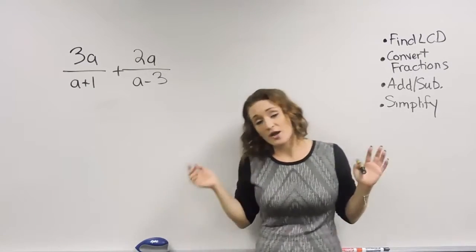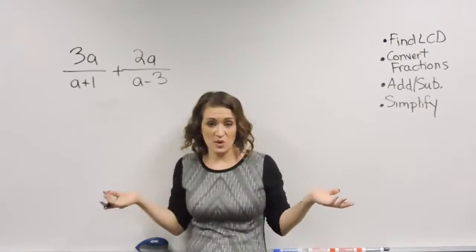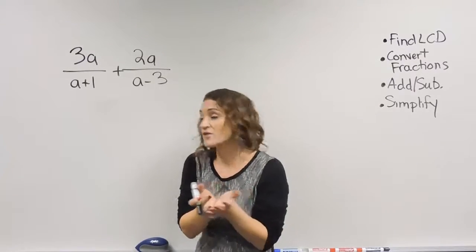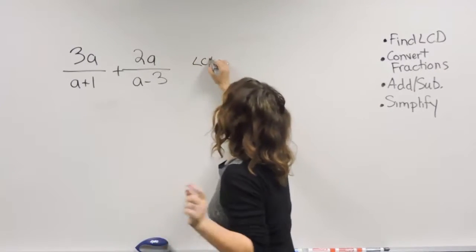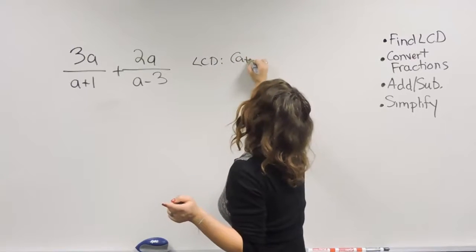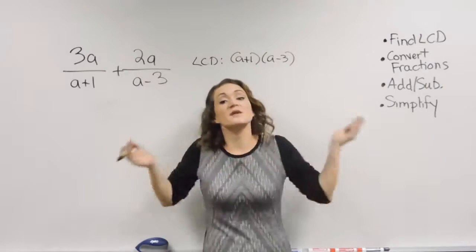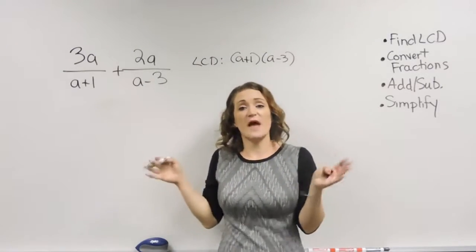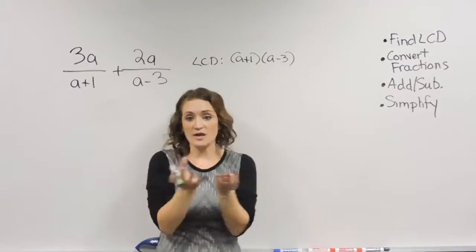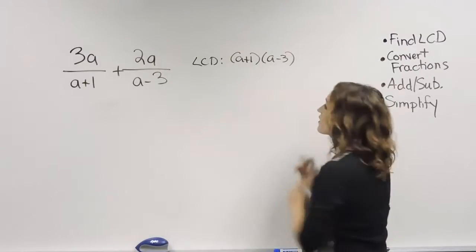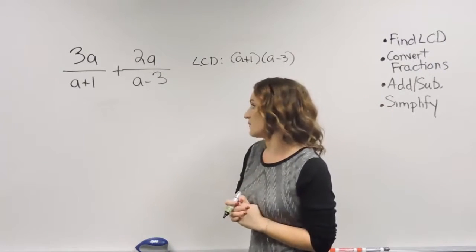So our common denominator is just what we get when we put them both together. Our common denominator for this problem is just a plus 1 times a minus 3. All the different factors that you have, combined into one. So that's what our common denominator would be here.